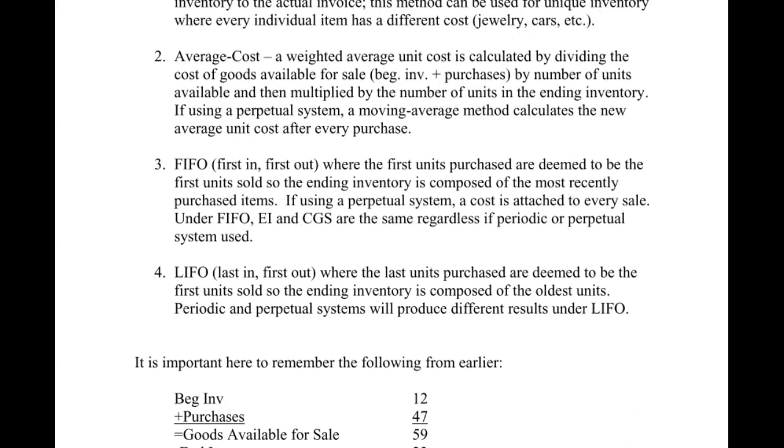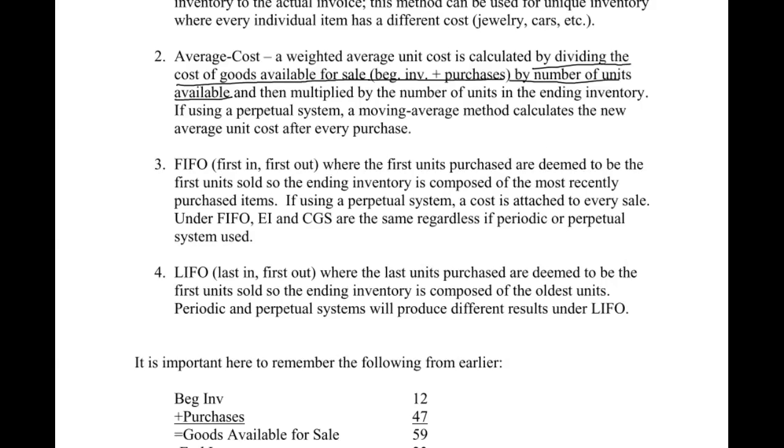The first one is average cost. It says a weighted average unit cost. So don't let all this wording confuse you. We'll put some numbers to it in the next few videos. A weighted average unit cost is calculated by dividing the cost of goods available for sale, remember, which is beginning inventory and purchases. You'll notice at the bottom I've got that formula again. We'll talk about that in a second. We're going to divide that by the number of units available.